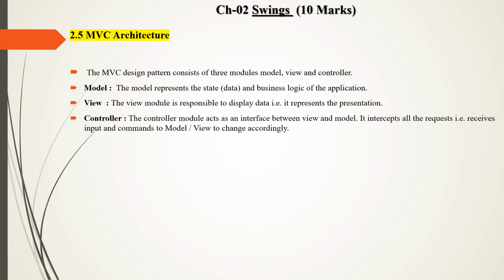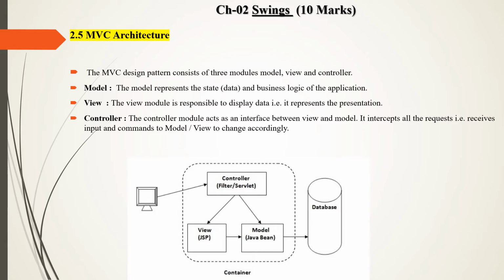And the last module is the controller. The controller module acts as an interface between view and model. It intercepts all the requests, that is, it receives input and commands the model and view to change accordingly. So it is one architecture in which the model represents the data, the view represents the presentation, and the controller manages the interface between model and view. The diagrammatic representation of MVC architecture is displayed like this.